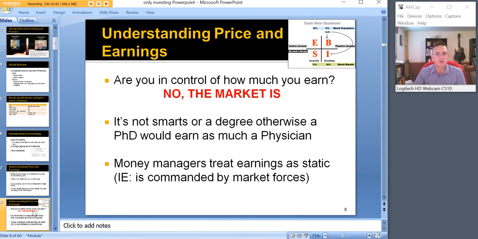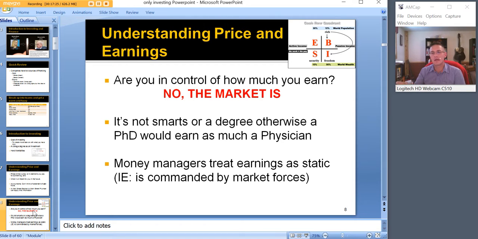Now, in understanding price and earnings, we need to understand some things, and I'm going to use the college degree as a pretty good example. The additional money we earn is how investors perceive this world. And this starts off with the question: are you in control of how much you earn? The answer is no, you're not in control of how much you earn. The market is in control of that and always is.